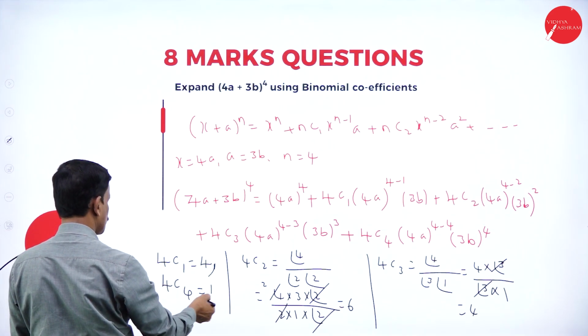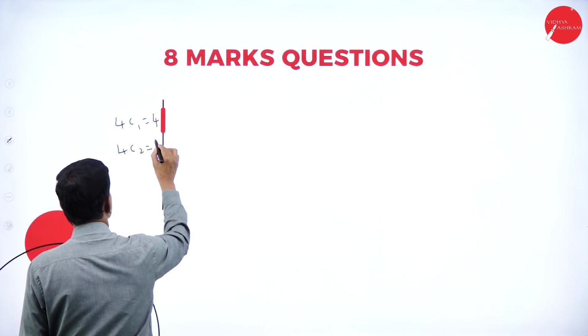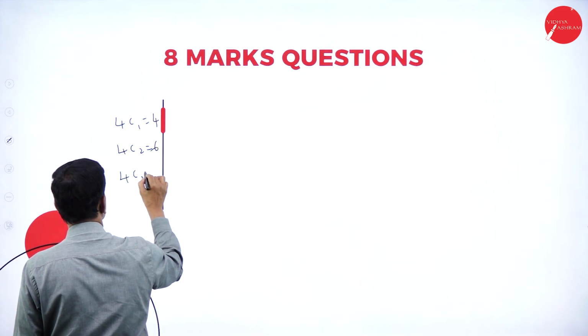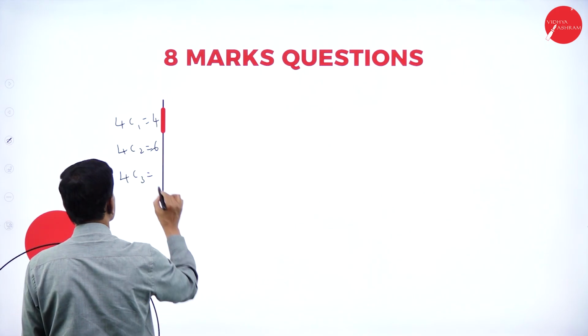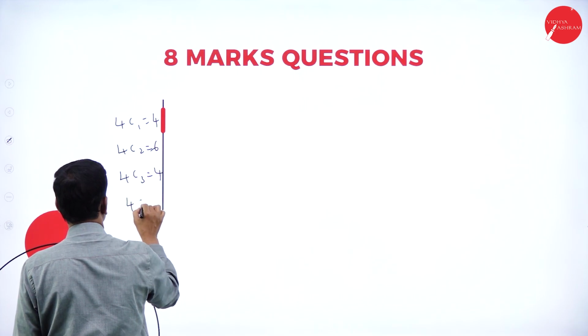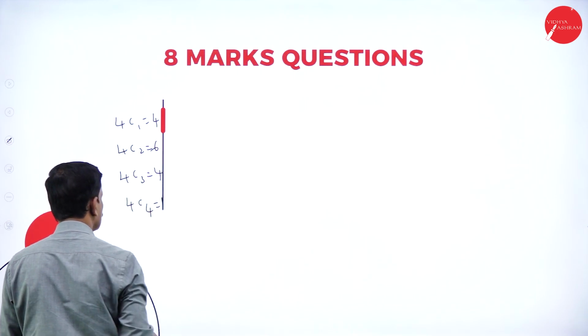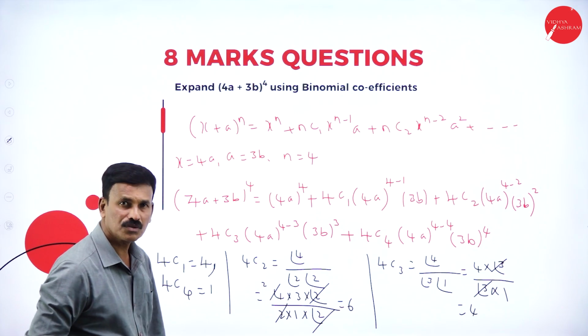4c2. What is 4c2? 4c2 is equal to 6. 4c3 is equal to 4. 4c4 is equal to 1.